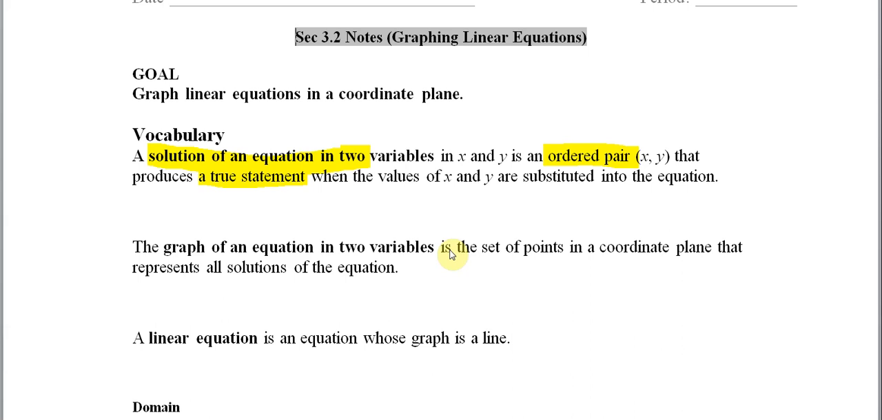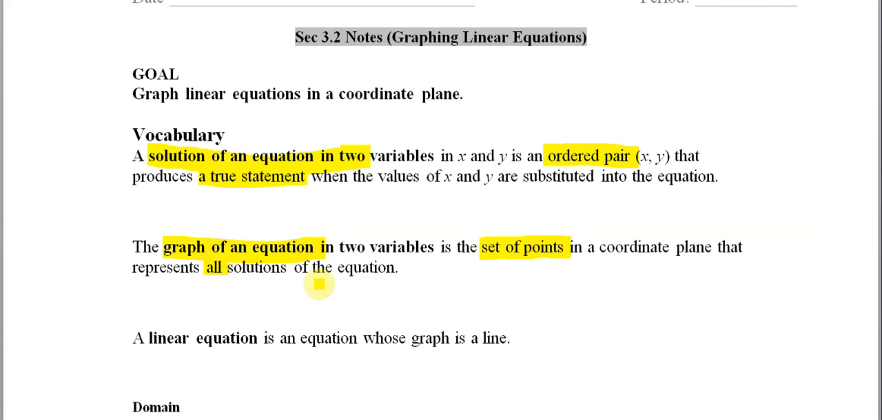In this video, we will build on what we're learning about equations and how to graph them. We already talked about the solution of an equation. Now let's talk about a graph. So the graph of an equation in two variables is the set of points in a coordinate plane that represents all solutions to the equation.